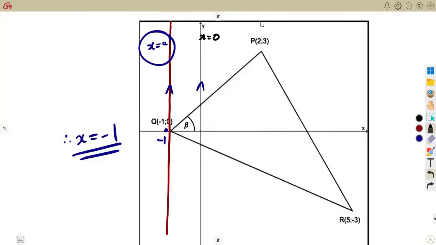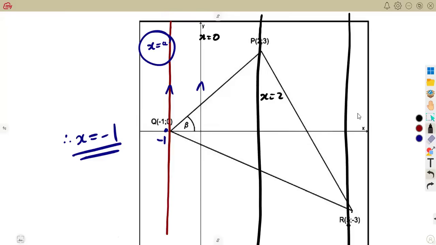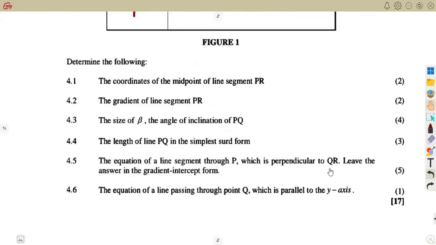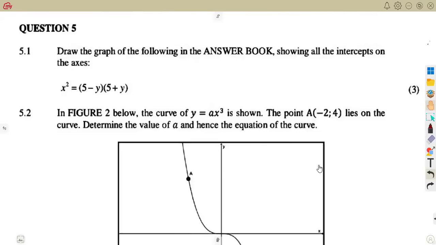If it passes through P like this, x is equal to what? At P, x was 2. So x is equal to 2. If it passes through the point R there, what is the value of x there? X is 5. So it means your line will be x is equal to 5, as long as it is parallel to the y-axis. In our case, it was going to pass through the point Q. That's why we focus at that point Q, where we have -1. Guys, it is important that you do your revisions carefully.